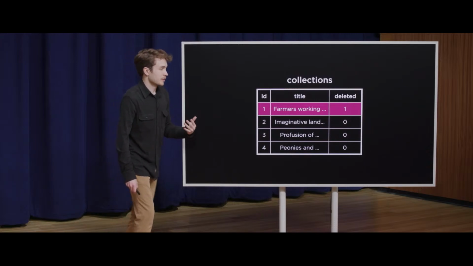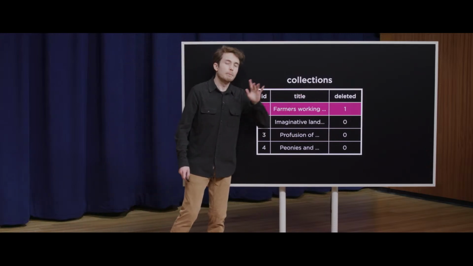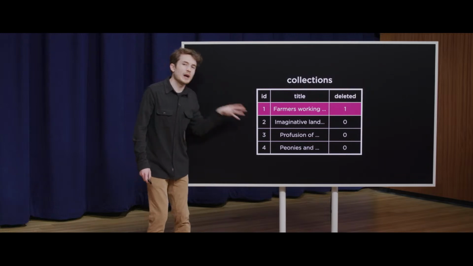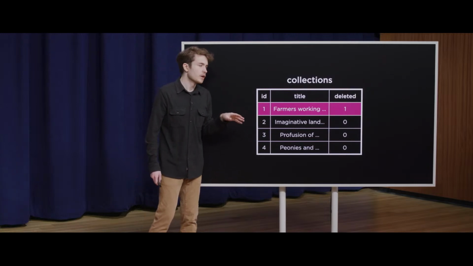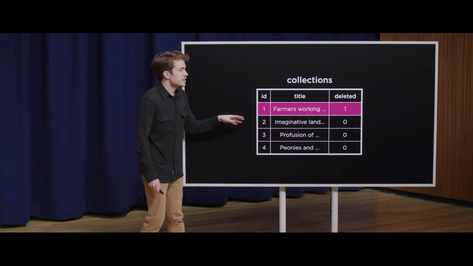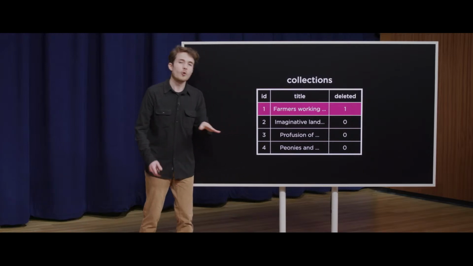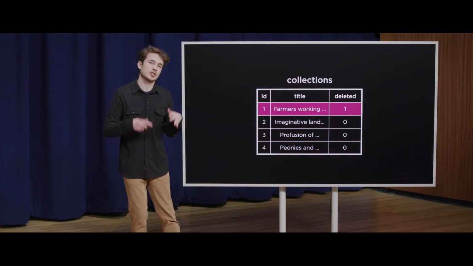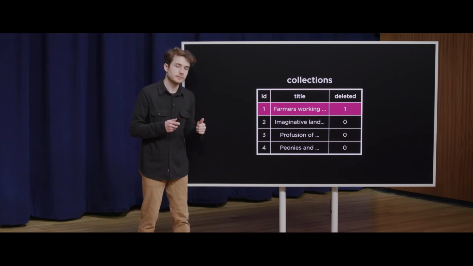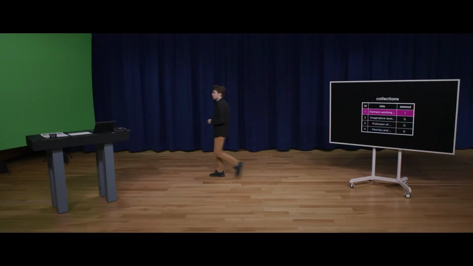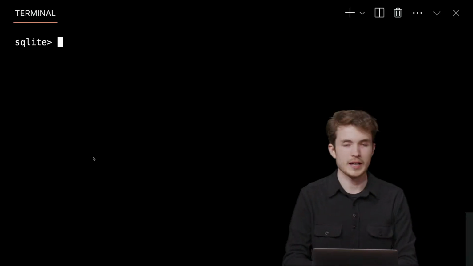I could run a query that excludes deleted items, but this row is still around in my table. So let's try implementing this idea of a soft deletion inside of our collections table so that we don't lose records of things we've actually had in our collection. I'll come back to my computer here, and let's work on altering our table for collections here.